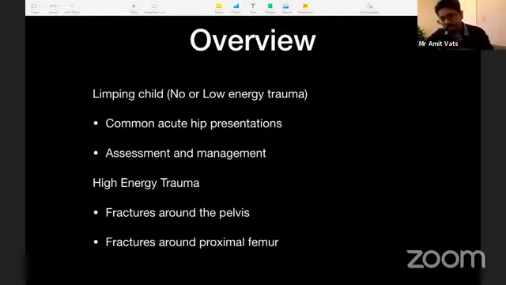This has been discussed in a separate section, some of it in the pediatric elective side, so I'll not go into detail, but more as an algorithm as to how to go about assessing. And then we'll talk about high energy trauma, which is fractures around the pelvis and the proximal femur.